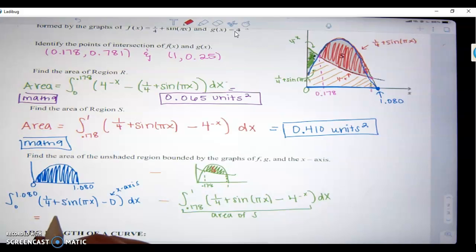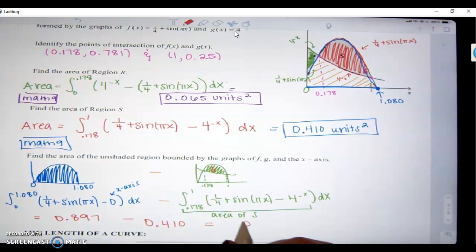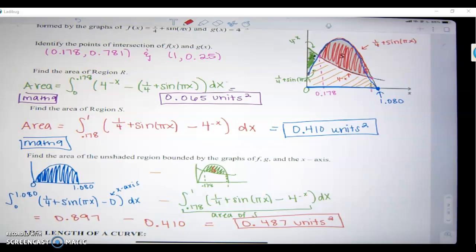So if you do this in your calculator, use Math 9. For this part here, you'll get 0.897 minus, we already found the area for S up top, that was 0.410, so you don't have to type that in again. So we're going to end up with 0.487 units squared. So sometimes if they ask you for areas, you may have to find areas and then subtract them to make them into the area that you actually need.